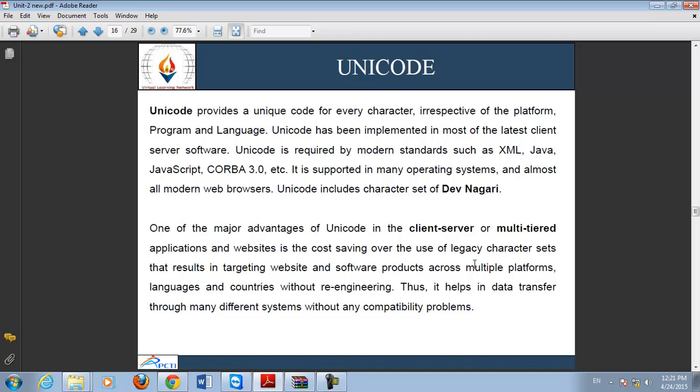Next is Unicode. Unicode can also be known as universal code or unique code. The main thing about Unicode is that it is mainly used in all the modern standards like XML, Java, JavaScript, CORBA 3.0. In all the modern standards, Unicode is required. Next, the main difference in Unicode is that it includes the whole character set of Devanagari Lipi also. And another major advantage of Unicode is that it is client-server and multi-tiered application based.